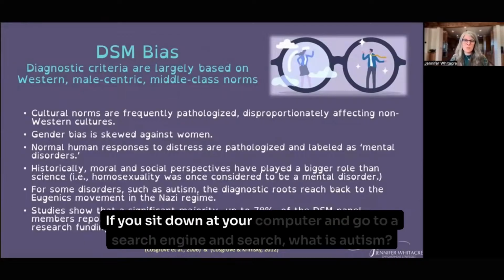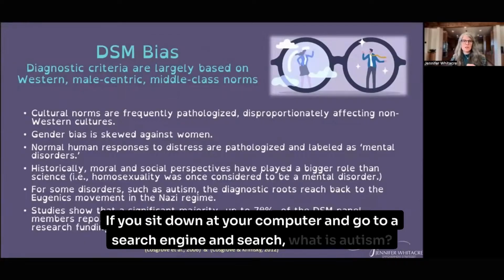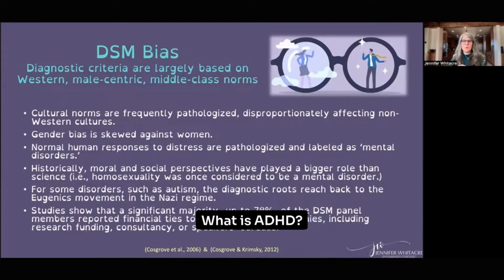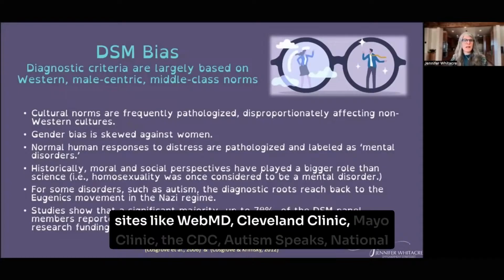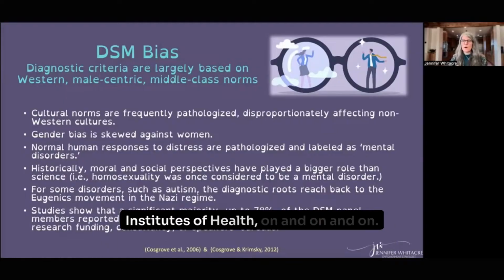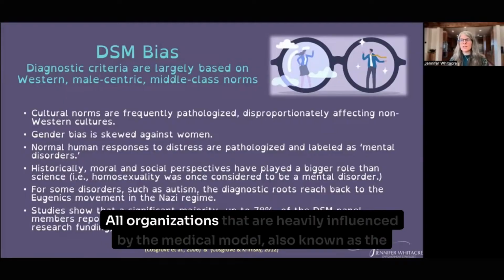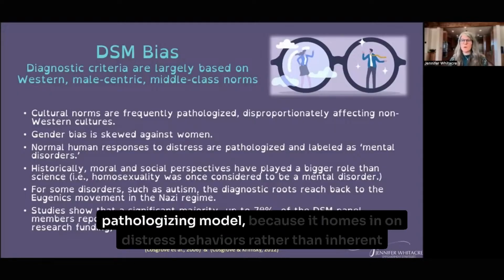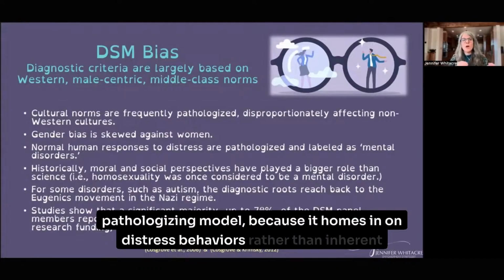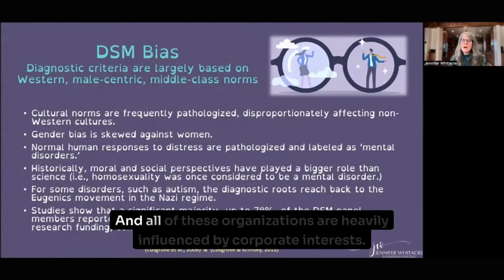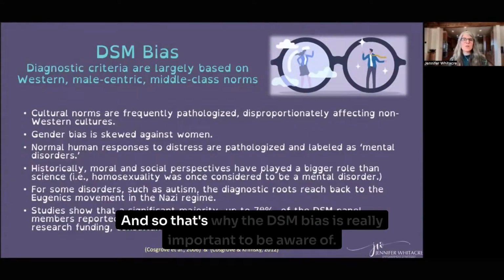If you sit down at your computer and go to a search engine and search what is autism, what is ADHD, you're going to get hits from sites like WebMD, Cleveland Clinic, Mayo Clinic, the CDC, Autism Speaks, National Institutes of Health, on and on and on. All organizations that are heavily influenced by the medical model, also known as the pathologizing model, because it homes in on distress behaviors rather than inherent traits. And all of these organizations are heavily influenced by corporate interests. And so that's why the DSM bias is really important to be aware of.